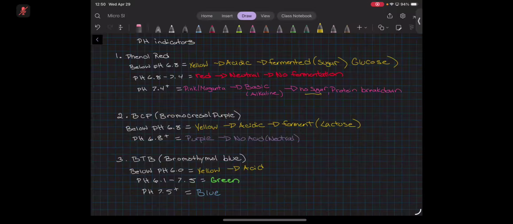Okay, so yellow acid, that means it fermented. Green, what would that say? What do you think? Looking at the pH, neutral. Very good. So no reaction. And blue would be what? Alkaline. That means something broke down.